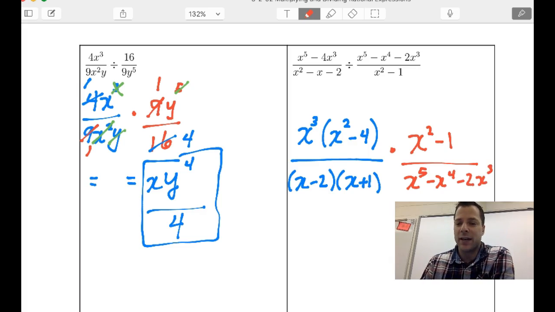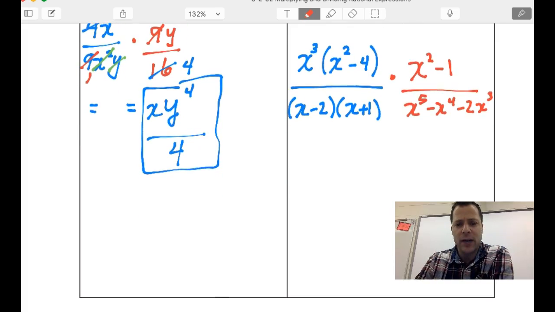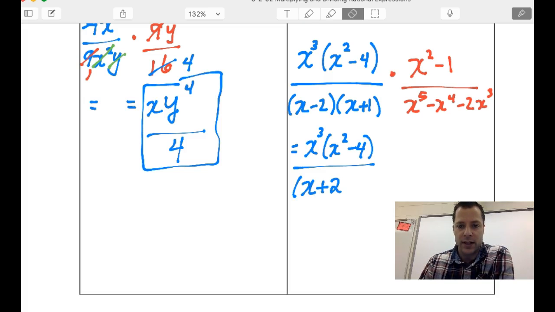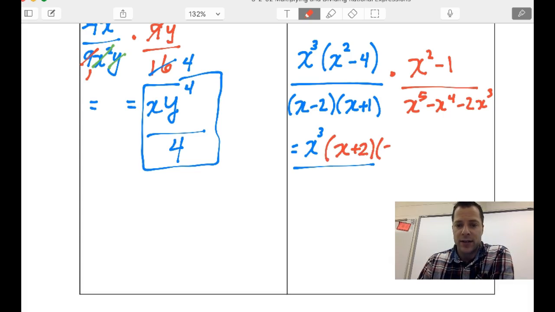I've already factored the first thing, so I'm going to move down here and factor my second one. The whole first fraction is just going to stay the same. You know what we're going to do? Let's go back up here. We're going to factor this numerator too. It's x squared minus 4. That's a difference of two squares pattern. So I'll put that in red. That's going to be x plus 2 times x minus 2. And we have x minus 2 times x plus 1.